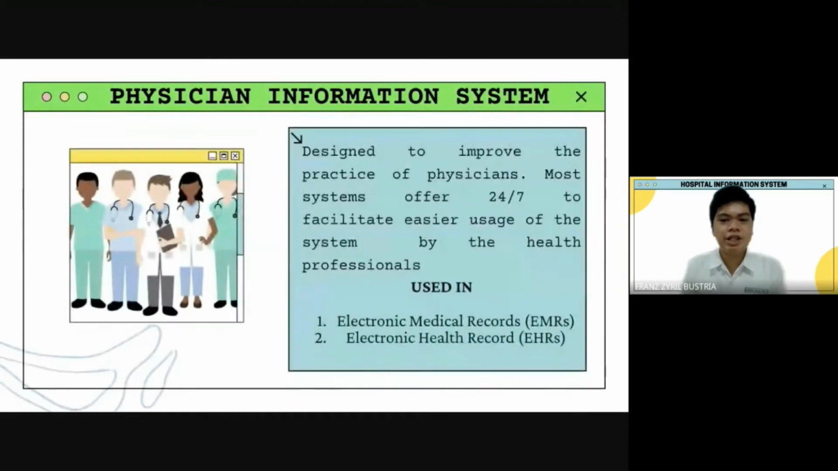Next is the physician information system. These systems are developed to improve the practice of the physicians. Most types of these systems can be used 24/7 to facilitate easier usage by the health professionals to be able to attend to the health needs of their patients. This system can be used in electronic medical records or EMRs and electronic health records or EHRs.